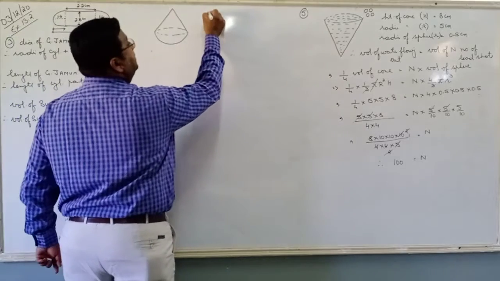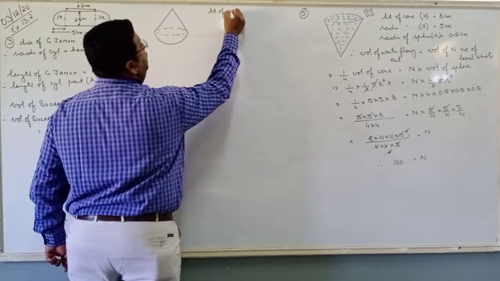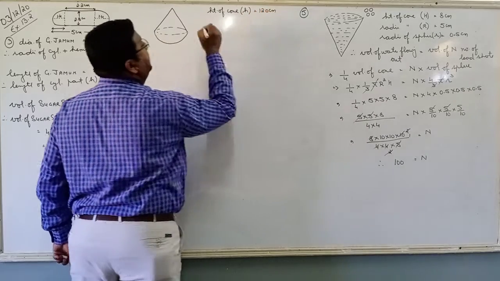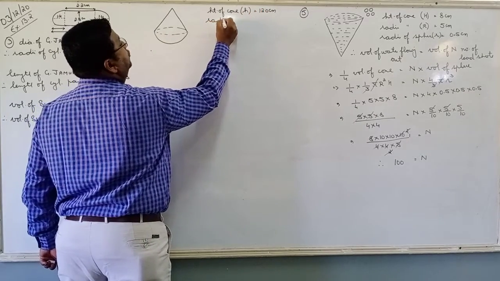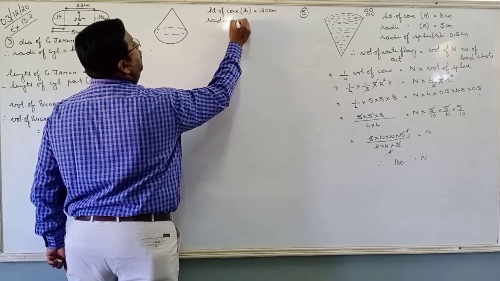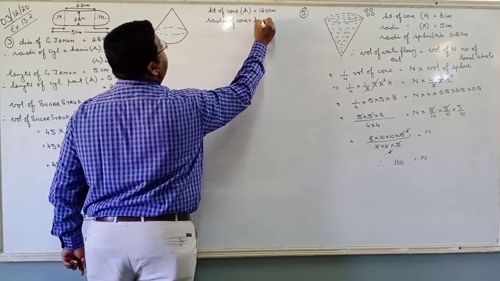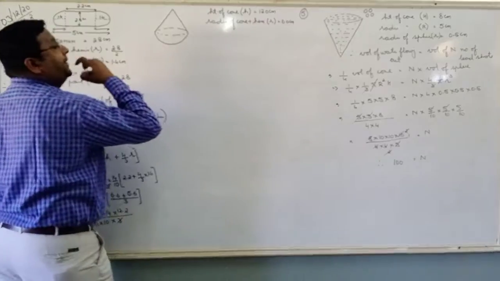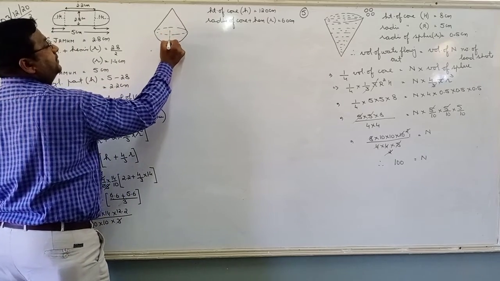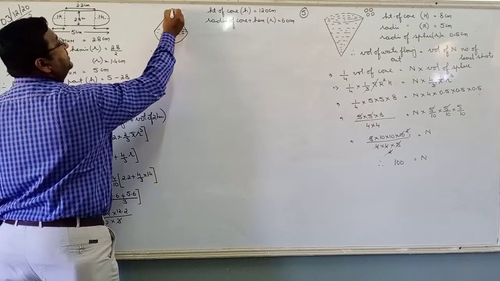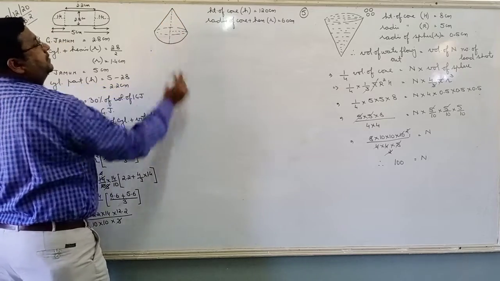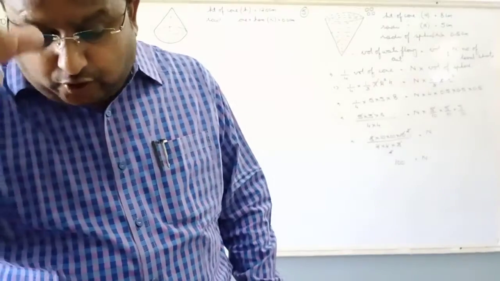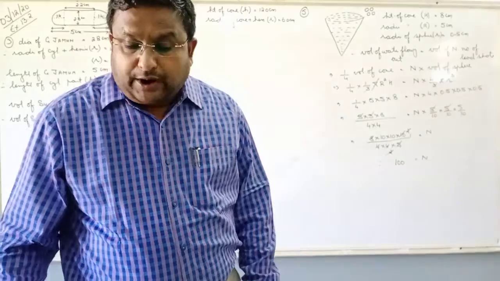What is given to us? Height of cone small h is equal to 120 centimeter. Radius of both of them is the same. Radius of cone and hemisphere r is equal to 60 centimeter. This is the radius and this is the height. Right? Correct. Then he says this solid is placed upright into a right circular cylinder.